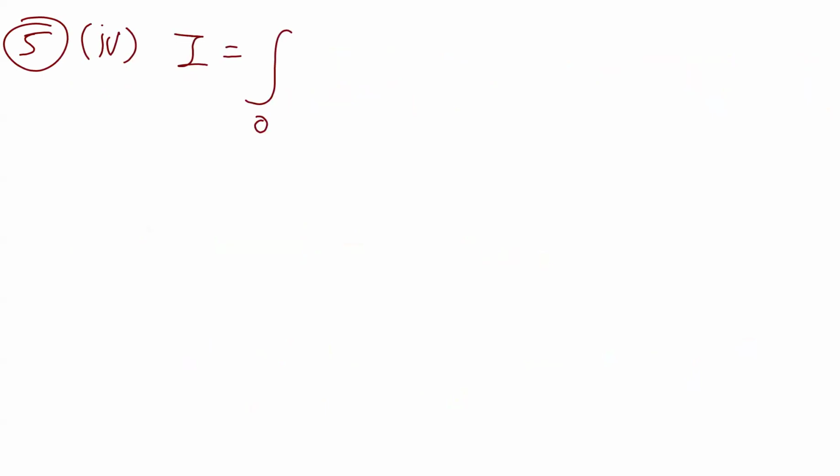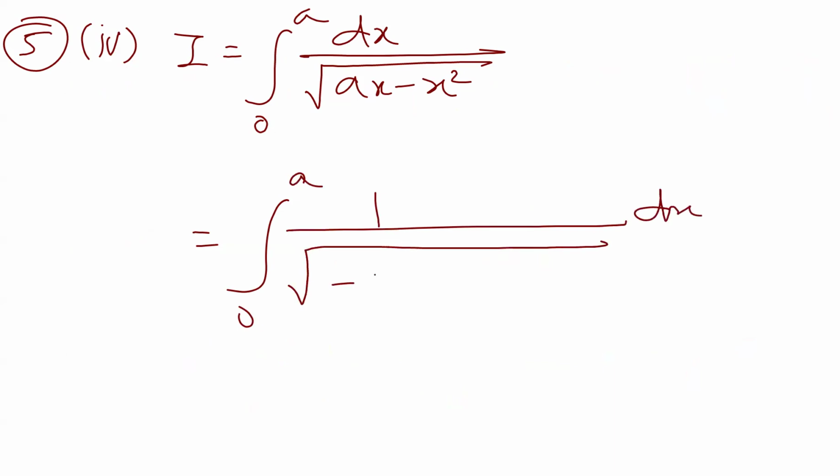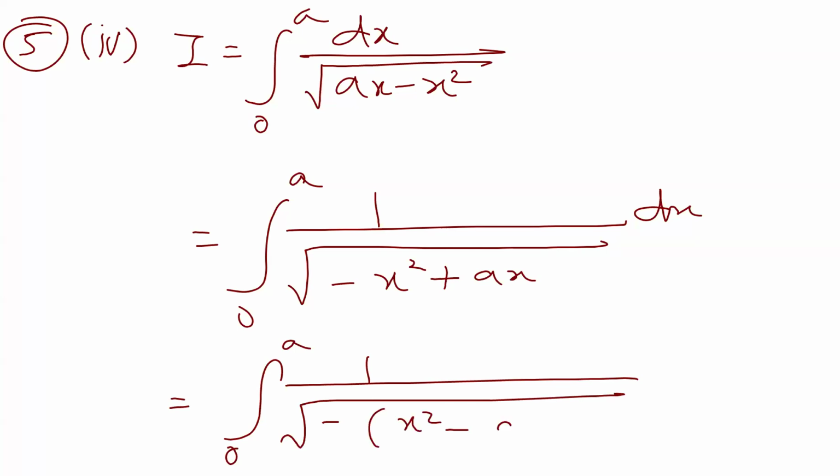Integration 0 to a, dx upon root ax minus x square. Rearrange. This is the revision of in-depth 3. Rearrange. Take common. You cannot take the minus sign outside the root because it will be a complex number otherwise. Minus within the root is a complex number. So don't take that minus within the root, outside the root.